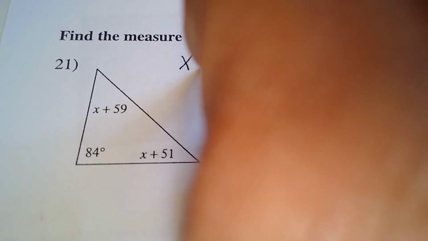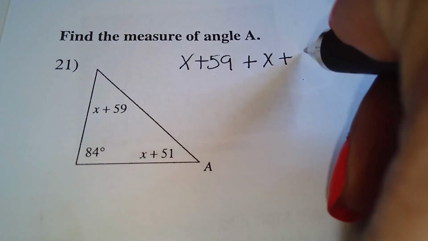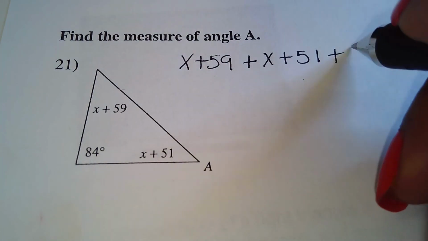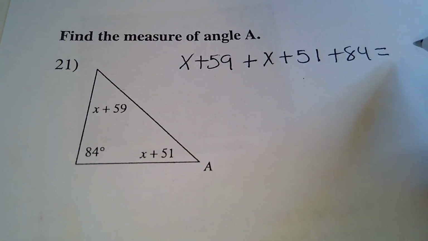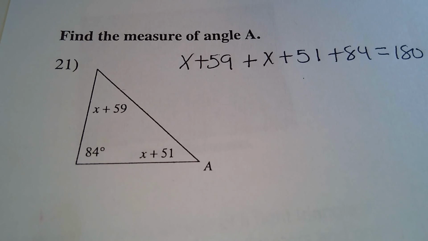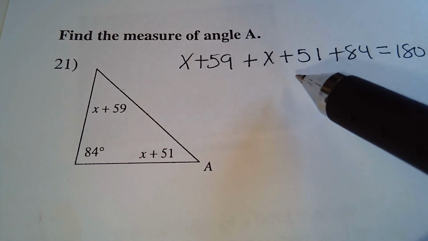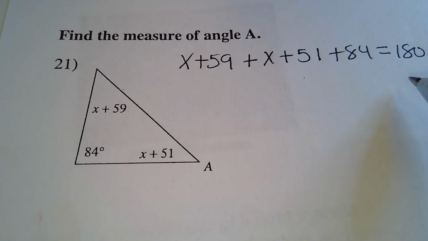So to begin, I'm going to take each one of my angles and add them together and put them equal to 180. Again, my theorem says that each angle in a triangle, all three together, must add up to equal 180 degrees. All right, so I have my equation set up, have all of my angles added together, set equal to 180.